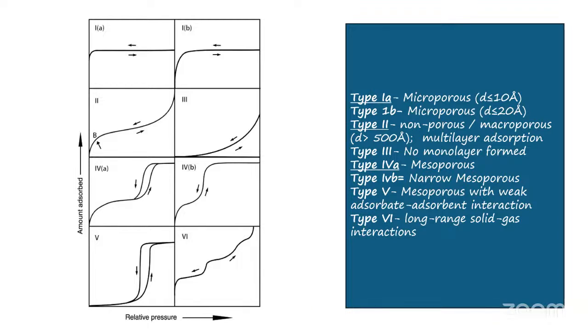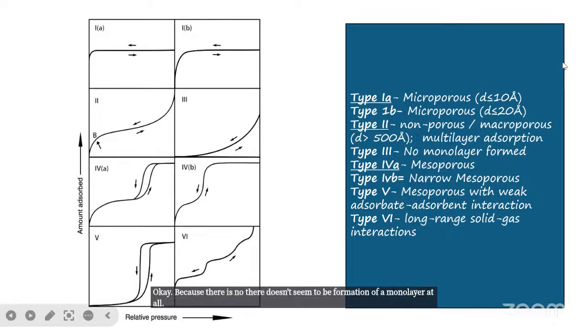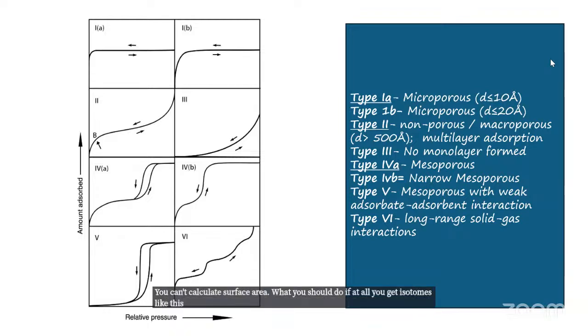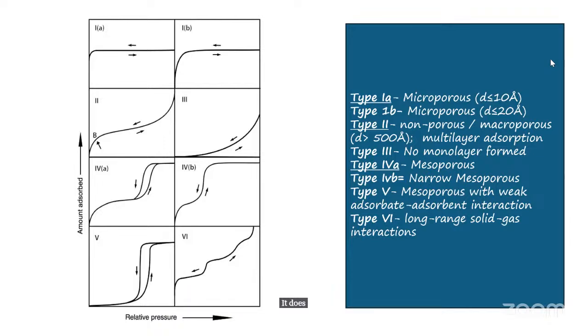Because there doesn't seem to be formation of a monolayer at all. You can't calculate surface area. What you should do, if at all you get isotherms like this, you should try and change the gas. You can't change the material. You should try and change the gas. Maybe on some other gas, it does give you a nice isotherm. Okay?